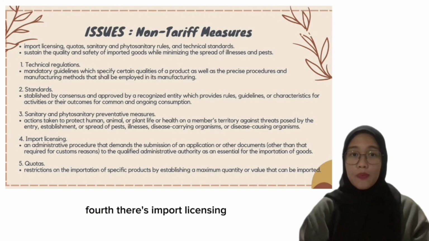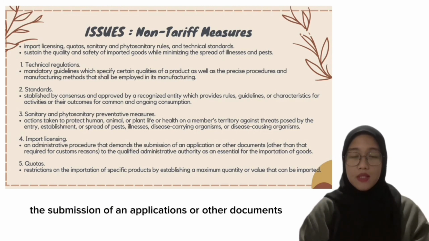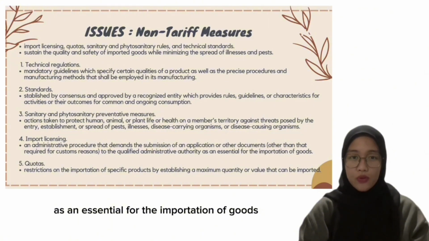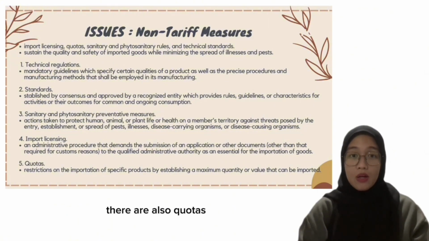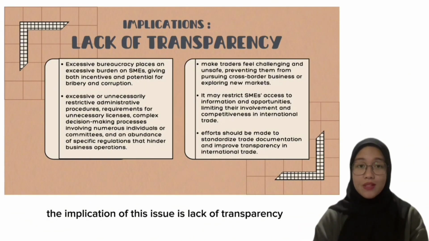Fourth, there's import licensing. This is an administrative procedure that demands the submission of an application or other documents to the qualified administrative authority as an essential condition for the importation of goods. Furthermore, there are also quotas. These are restrictions on the importation of specific products by establishing a maximum quantity or value that can be imported. The implication of this issue is lack of transparency.